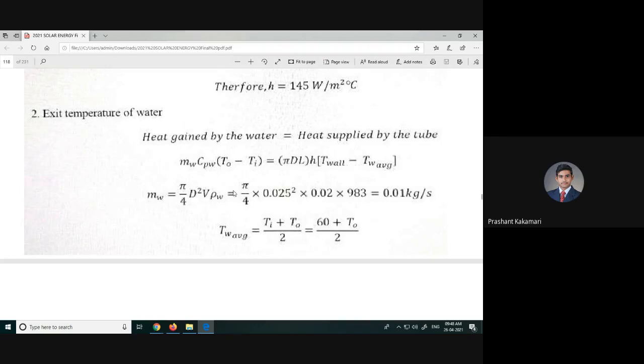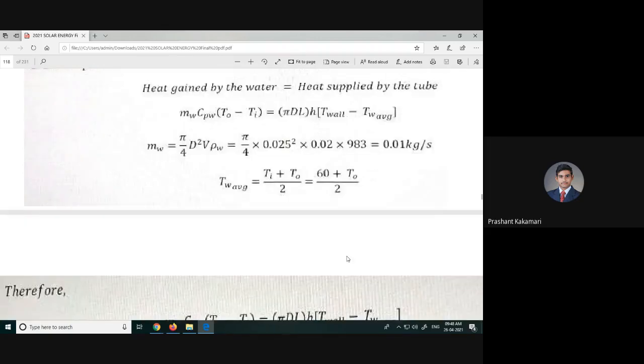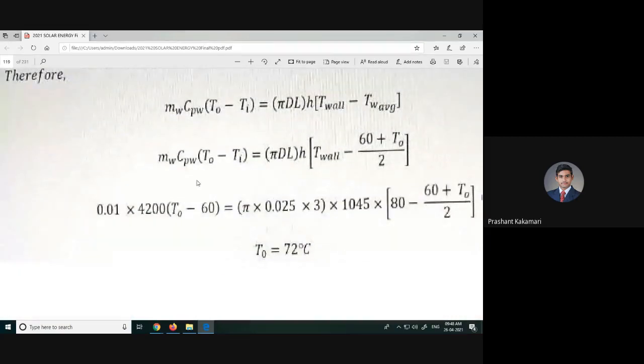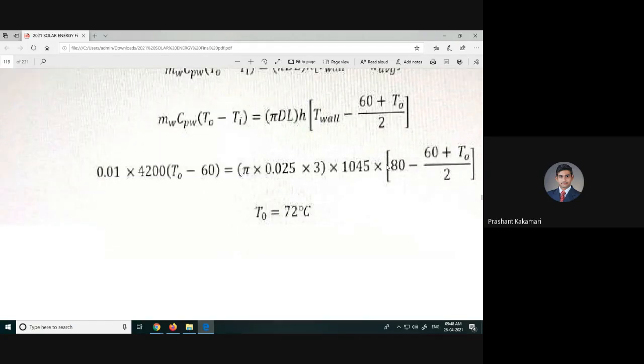I'll substitute mass flow rate of water 0.01 kg per second. I'll substitute this T water average, 60 plus T naught by 2, like this, MW and this 60 plus T naught by 2. So once you substitute all these values and simplify both sides, and taking T naught on one side, we can find out T naught is 72 degrees.